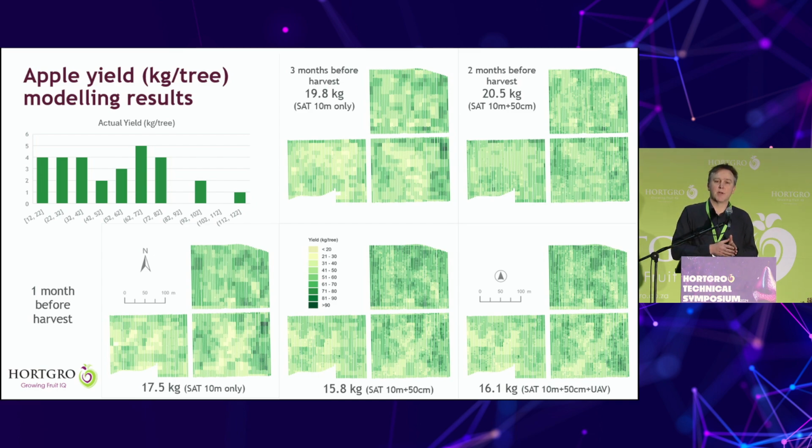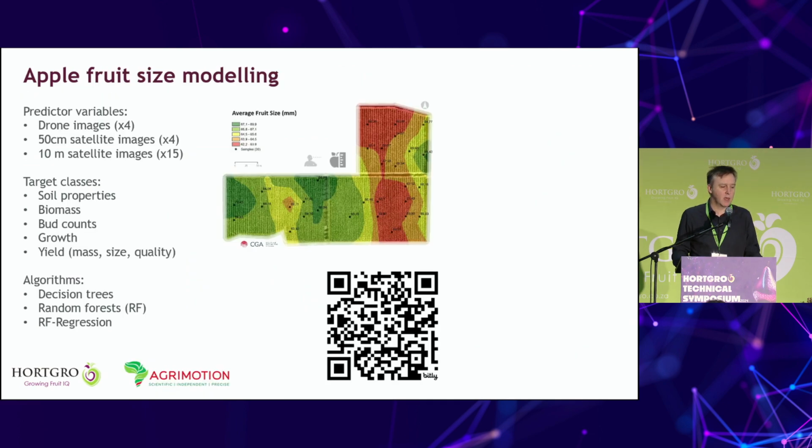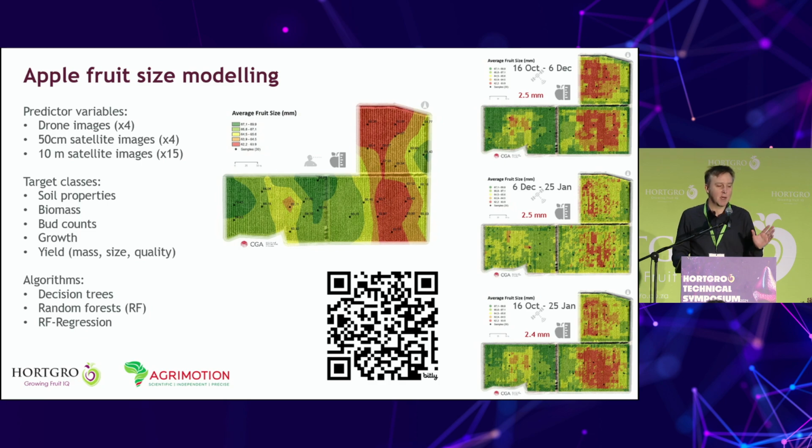So getting an accuracy of 16 kilograms was actually quite surprising to us, given the variation that we had in our input data. All right, so we also applied the same kind of technology for fruit size modeling, and we could actually use the satellite imagery to model the growth in the fruit during the season.